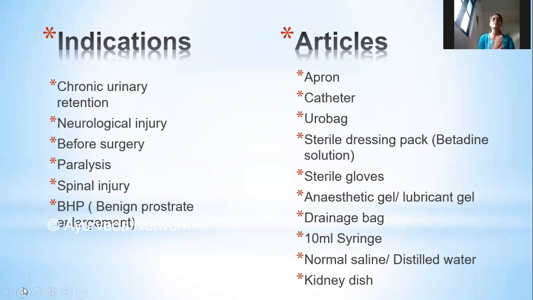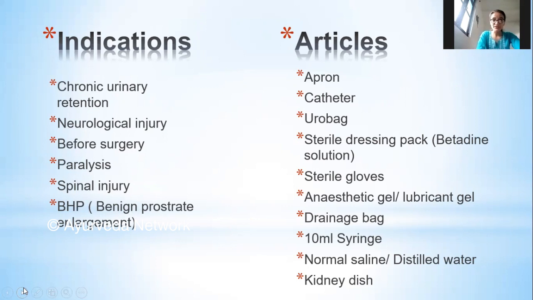Now, common disease indications are chronic urinary retention, neurological injury, before surgery, paralysis, any kind of spinal injury, and very commonly benign prostate enlargement. Then you can go for urinary catheterization. Now let's come to the procedure. First of all, we'll discuss what articles we would require to do this catheterization.